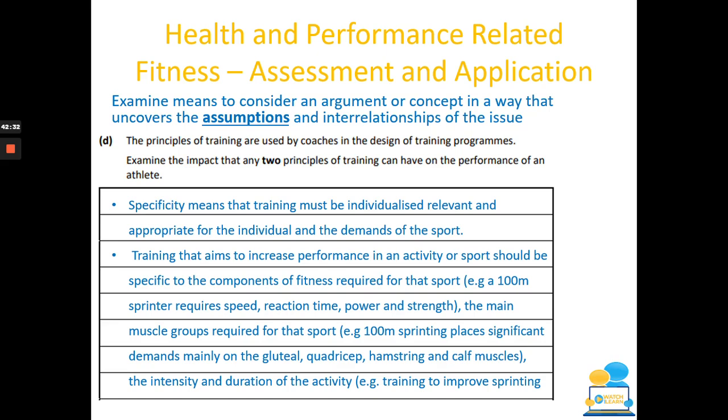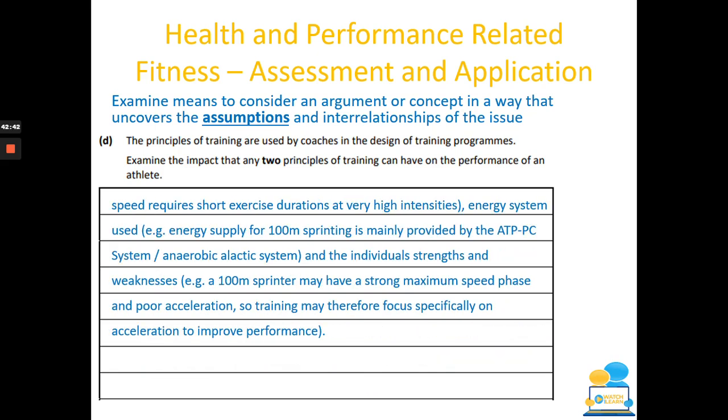So that training, if you're training your biceps for a 100-meter sprint all the time, it wouldn't be specific. And the intensity and the duration of the activity. So training to improve sprinting speed requires short exercise durations at very high intensities. So again, that links in with the energy system used. So if you did a lot of really long running, that would be more focused on the cardiorespiratory endurance system, and your training would not be specific.